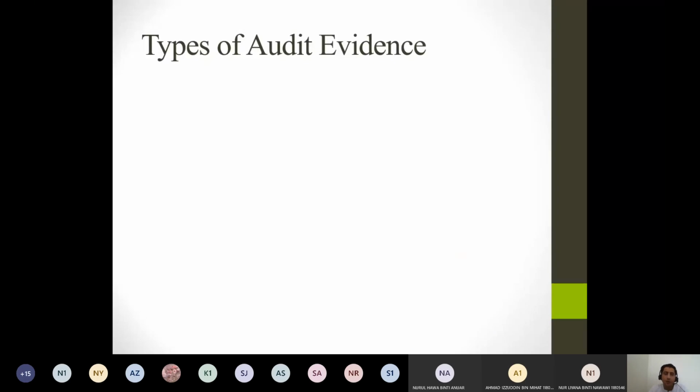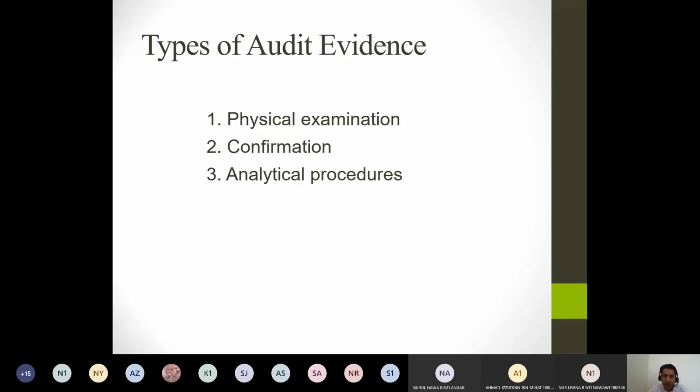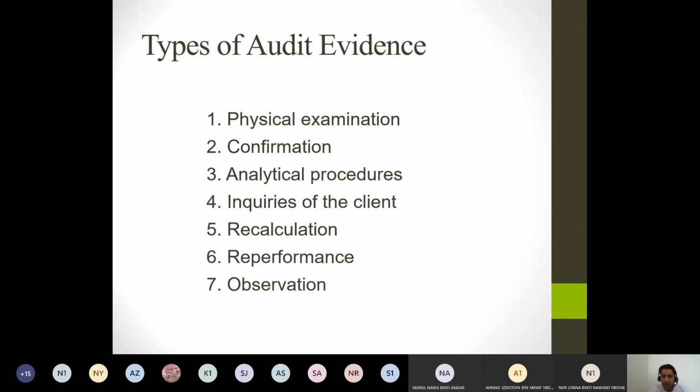Okay, types of audit evidence, as we mentioned: physical examination, confirmation, analytical procedures, inquiries of client, recalculation, reperformance, observation, and lastly, documentation. So we will go one by one.